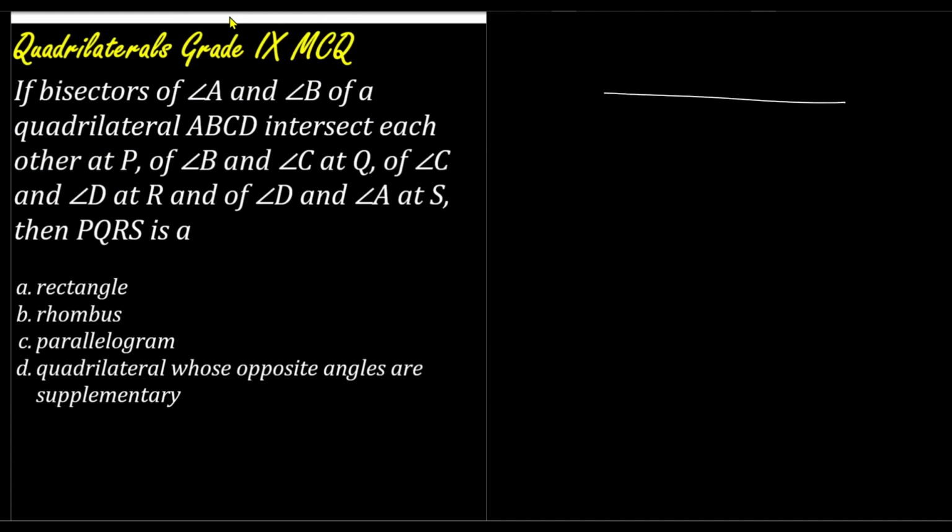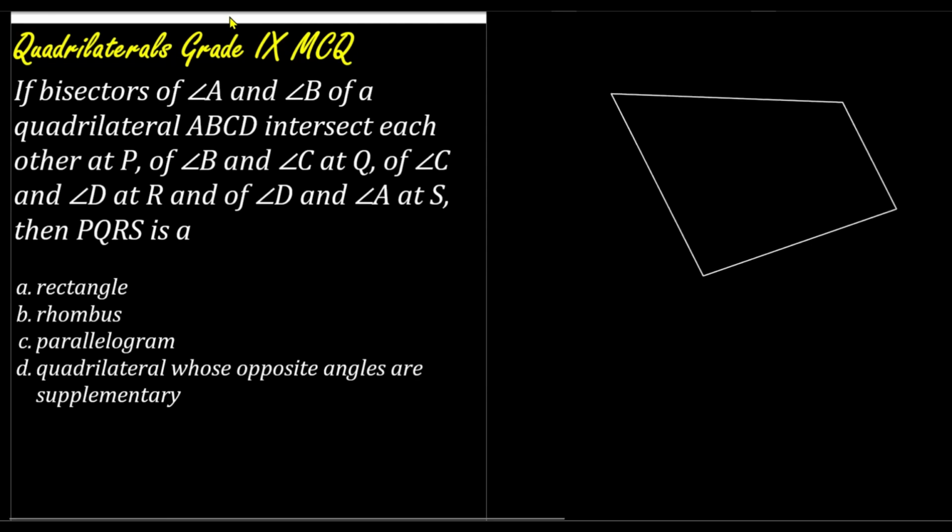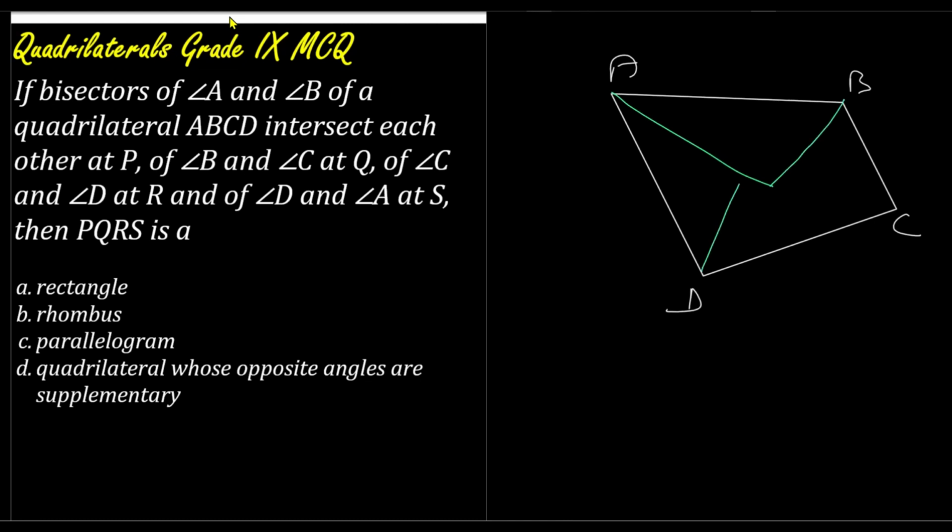Let's say I draw any quadrilateral here, keeping in mind that it is not a rhombus or square or parallelogram. So any quadrilateral, and I name this as A, B, C, D, and then we have to draw the bisectors of these angles. So the bisector of angle A and angle B is this. Bisector of angle C and angle D are this. As I can see, the bisectors of A and B are meeting at P, B and C at Q, C and D at R, and this is S. We have to figure out what kind of quadrilateral this is.